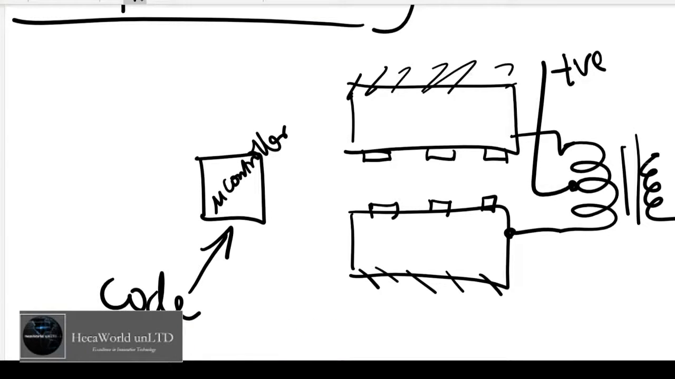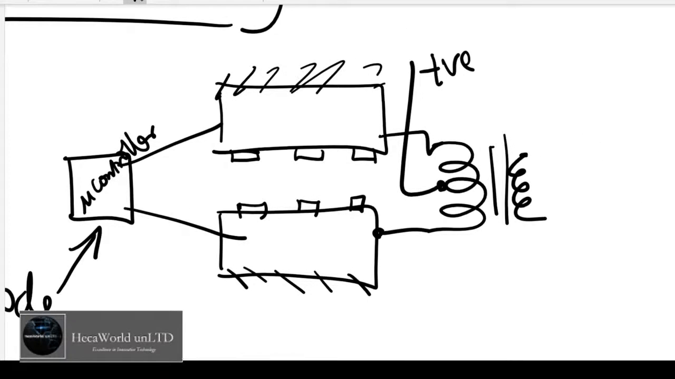So this will be one of the subsequent videos we're gonna build. So stay tuned. We're gonna draw the full circuit diagram for you then. But stay tuned. This will be MOSFETs.